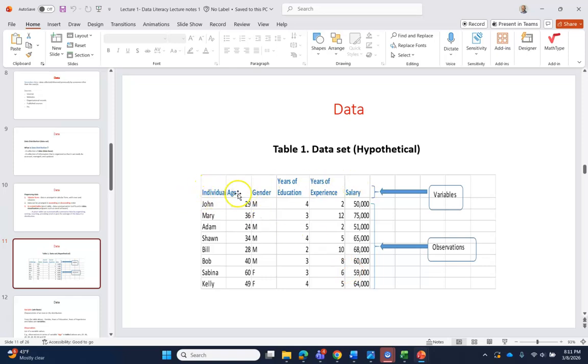So here we have what we call variables or fields. And then for these variables or fields, we have observations. So if we take somebody like Sean, for instance, we can see that Sean is 34 years, and this person is male, having 4 years of education and 5 years of experience, and the salary is $65,000. So those are the observations we have made for this particular individual.